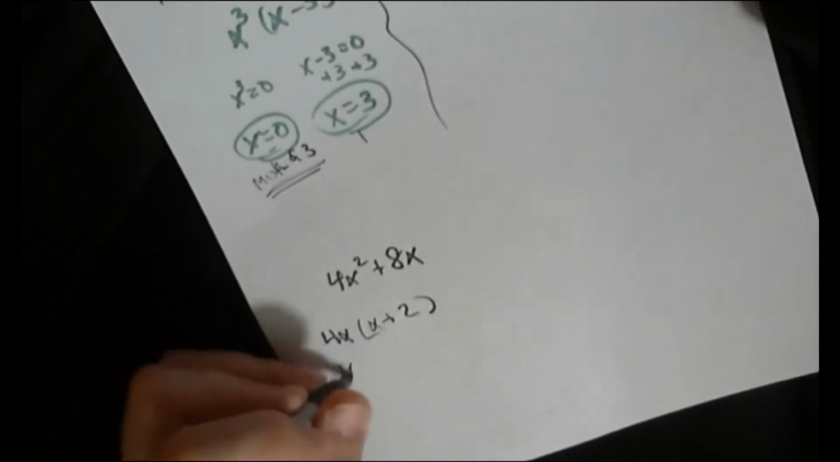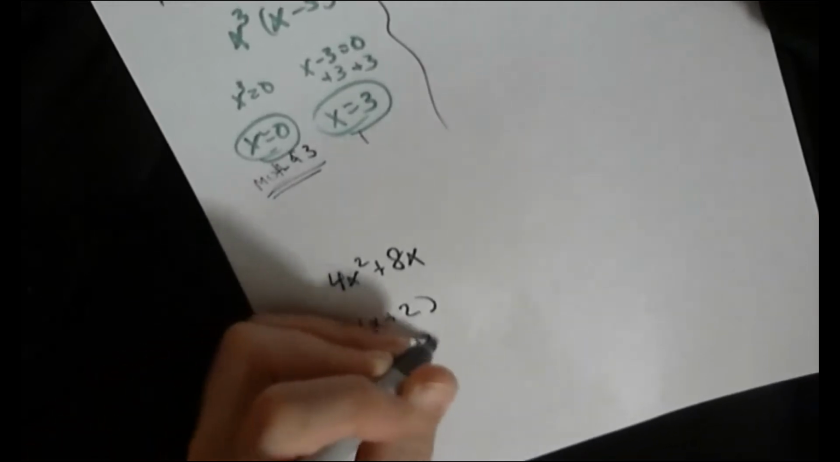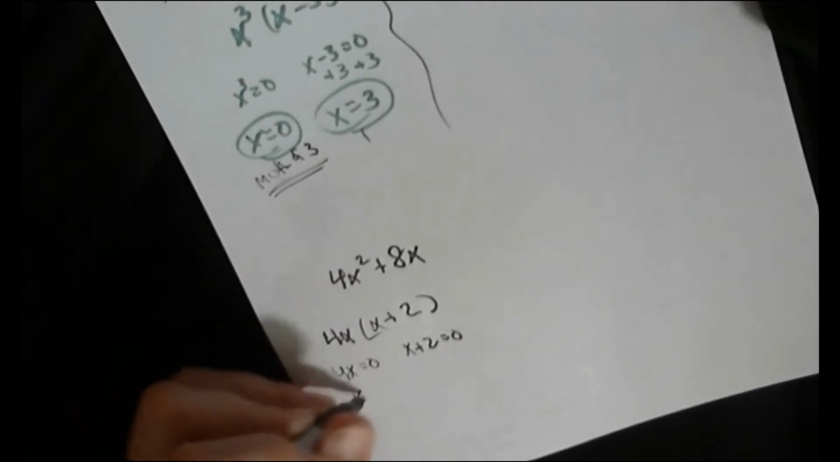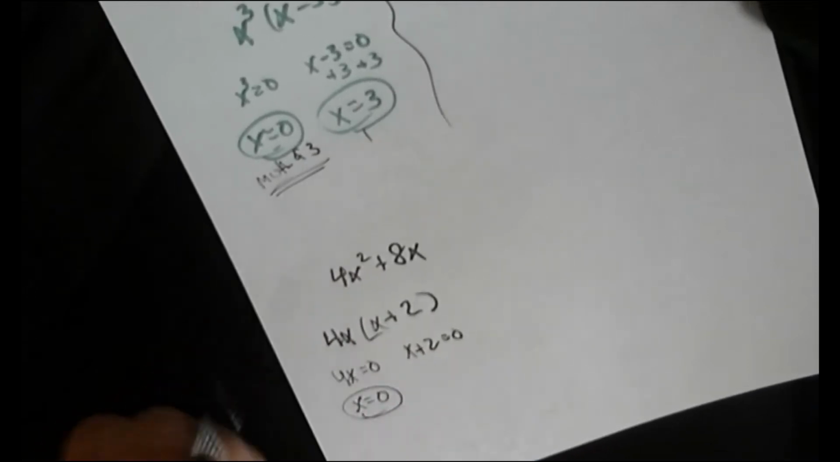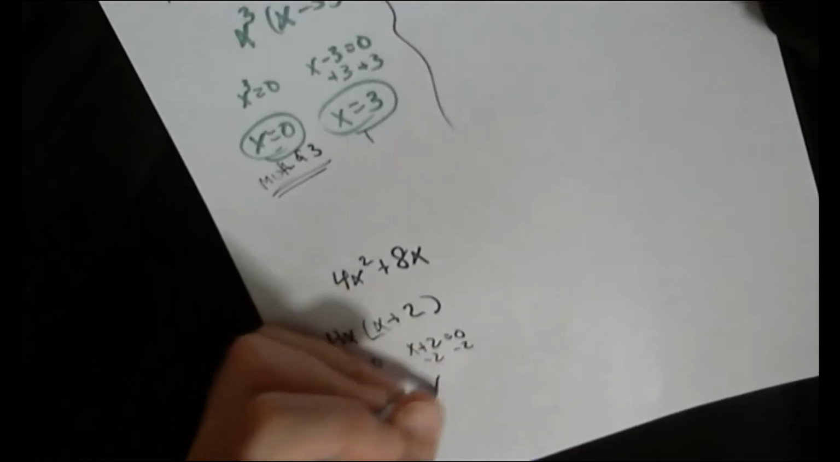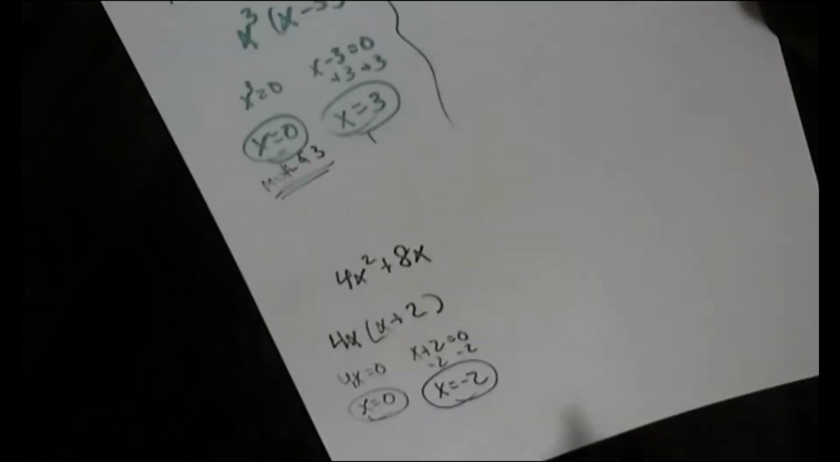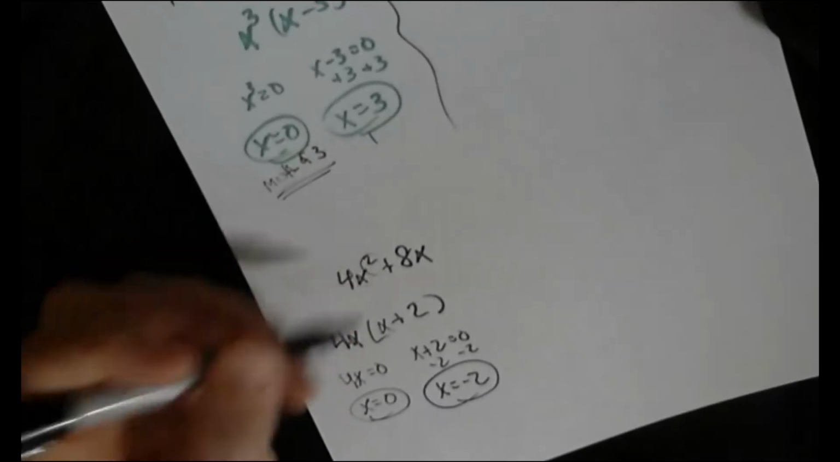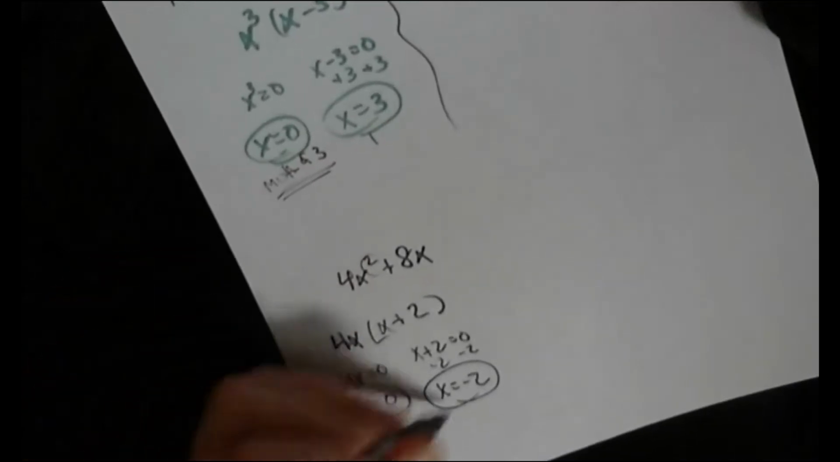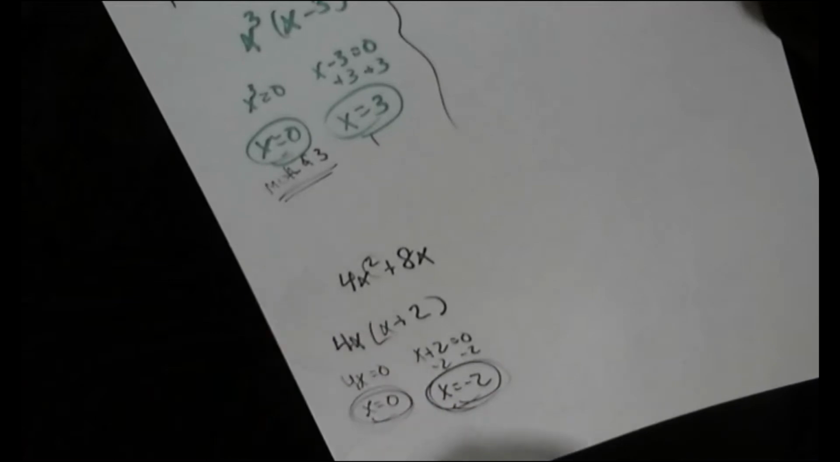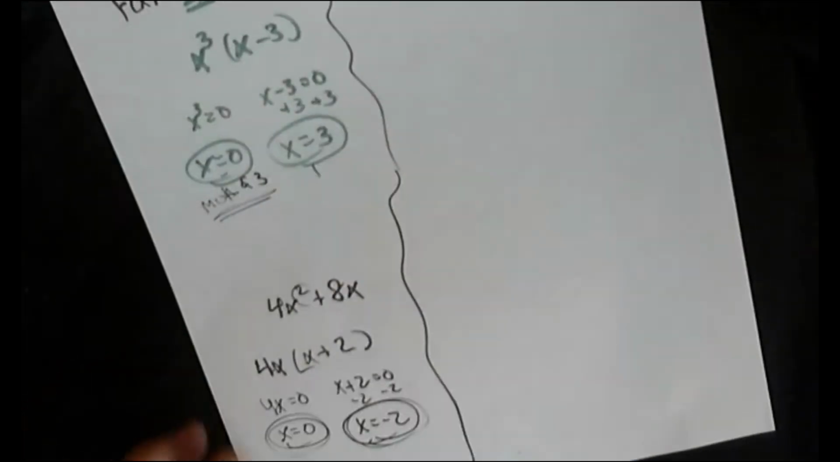So if I set those equal to 0, divide by 4, I get a 0 at, again, 0. Subtract 2 from both sides, I get a 0 at negative 2. Again, this is a squared function, I should have 2 zeros. I got 2 zeros. So that's an example of solving or finding my zeros based off of greatest common factor.